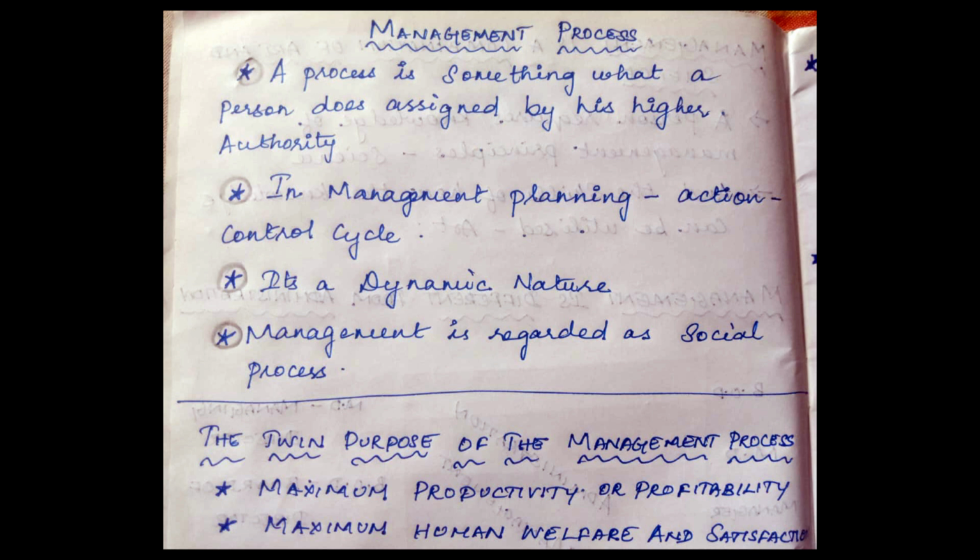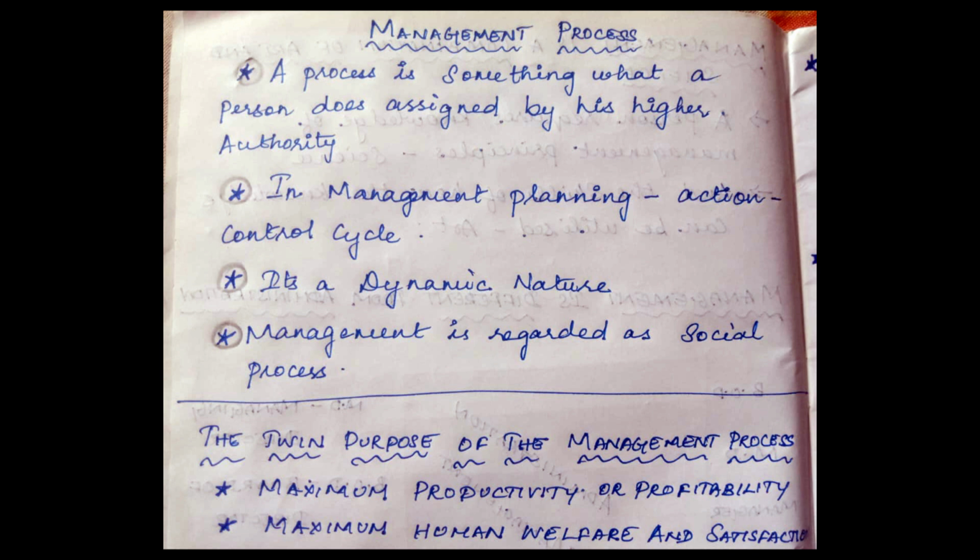In management, there is a planning, action and control cycle. Why is it said to be a control cycle? Because it is dynamic in nature. That means it is a cycle. First we have to plan something, execute it and then control. And again the same: plan something, execute and then control. Next, management is regarded as a social process.